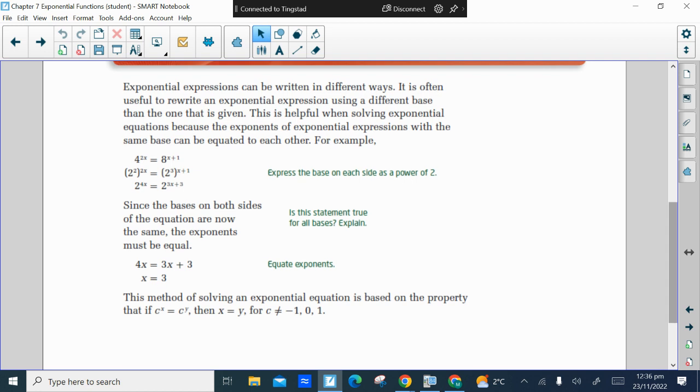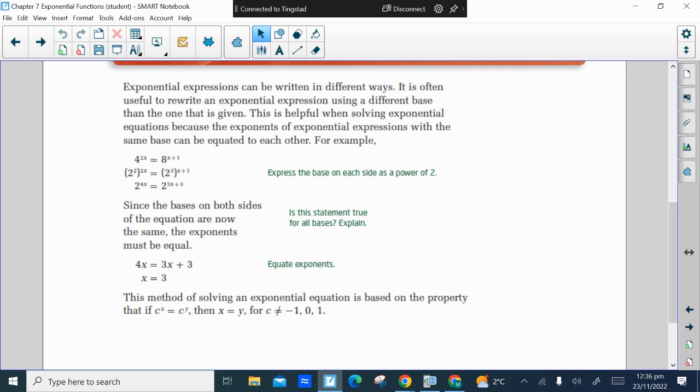Okay, so it says exponential expressions can be written in different ways. It is often useful to rewrite an exponential expression using a different base than the one that is given. This is helpful when solving exponential equations because the exponents of an exponential expression with the same base can be equated to each other. For example, if you have this equation, 4 to the 2x equals 8 to the x plus 1. Those are exponential equations because the variable is in the exponent.